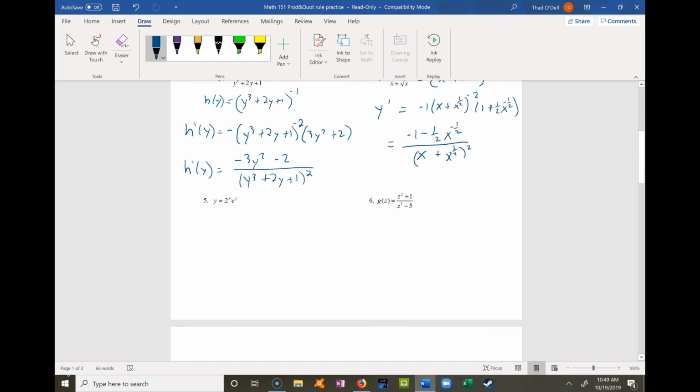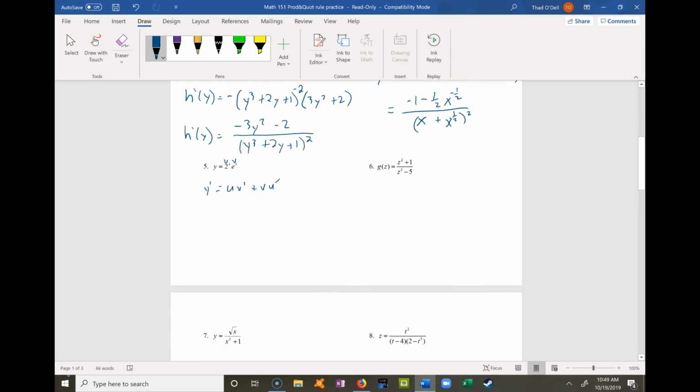Okay. Here's the first one where I actually have to use the product rule. So in this case, I have y equals, you can think of that as your u and that as your v. So that means the derivative of y is going to be u times the derivative of v plus v times the derivative of u. So y prime is going to be u, which is 2 to the x, times the derivative of v, which would be e to the x, plus v, which is e to the x, times the derivative of u, which is ln 2 times 2 to the x.